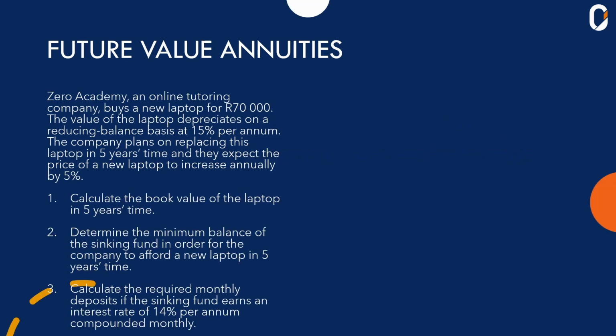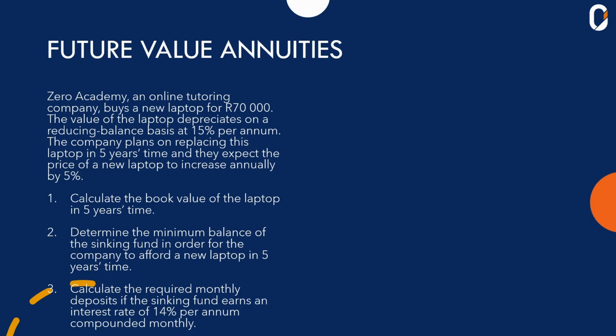Now let's take a look at this example with the previous information in mind. Zero Academy, an online tutoring company, buys a new laptop for 70,000 rands. The value of the laptop depreciates on a reducing balance basis at 15% per annum. The company plans on replacing this laptop in 5 years' time, and they expect the price of a new laptop to increase annually by 5%.